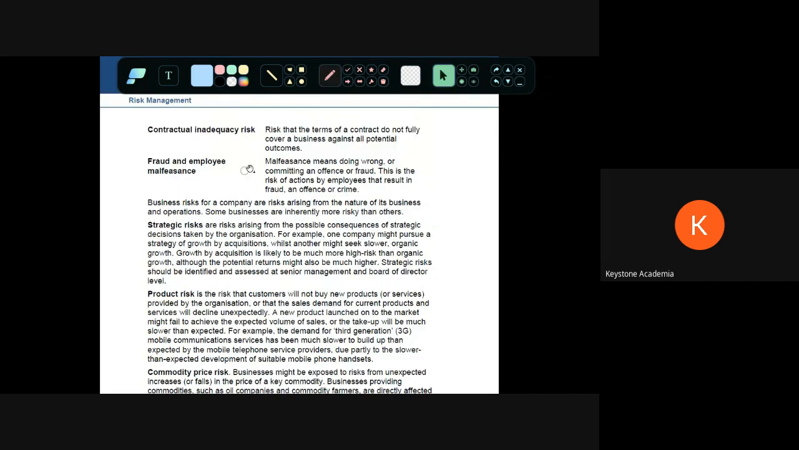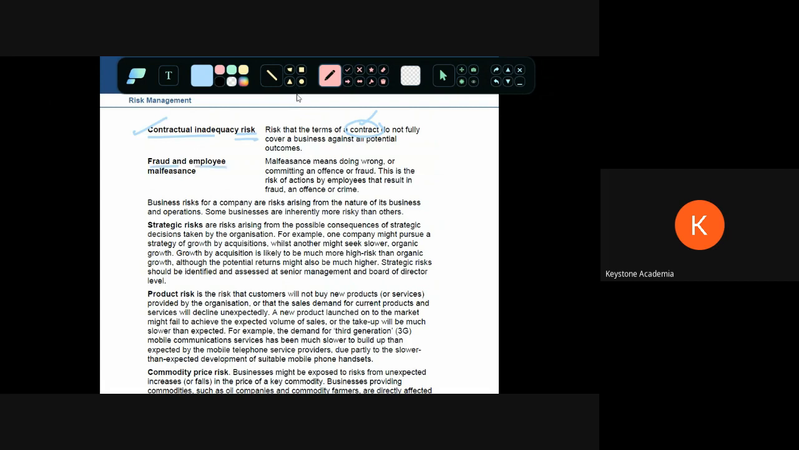Okay. Then you have contractual inadequacy. That means that if you have made some contract with some supplier or with a client, and you are not able to adhere to that and you breach that contract, so what is the risk behind that? You will have to pay penalties, you might have to go to jail, something like that. That will come under your contractual inadequacy.